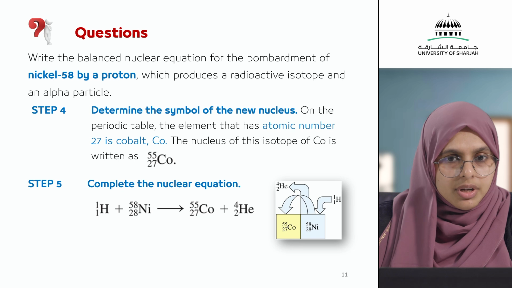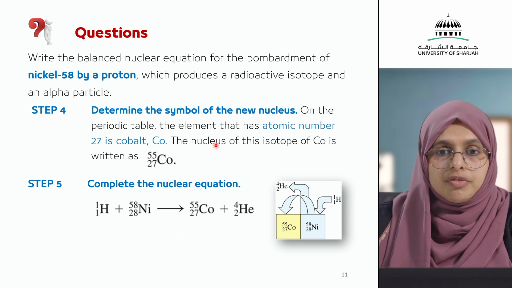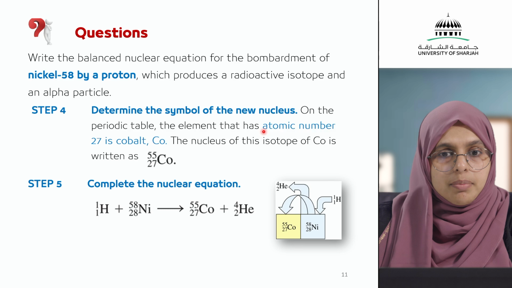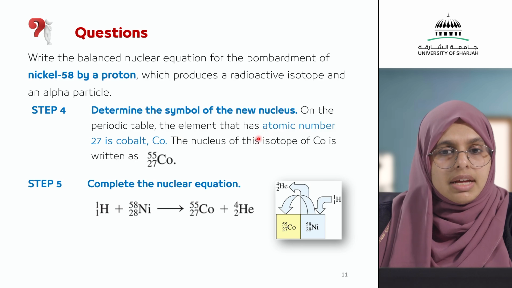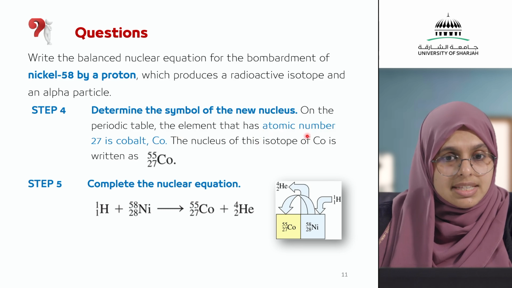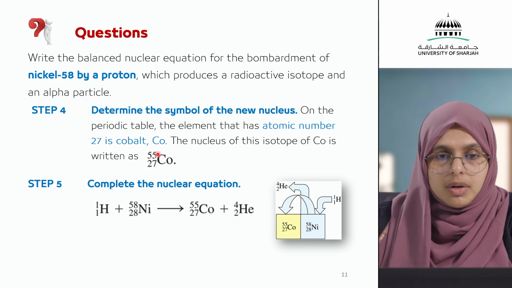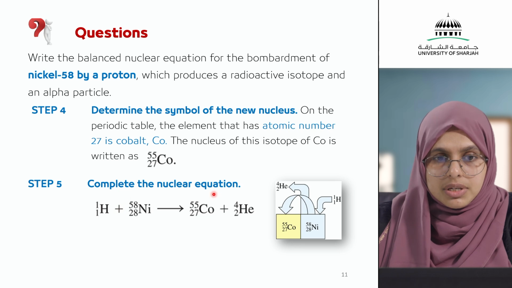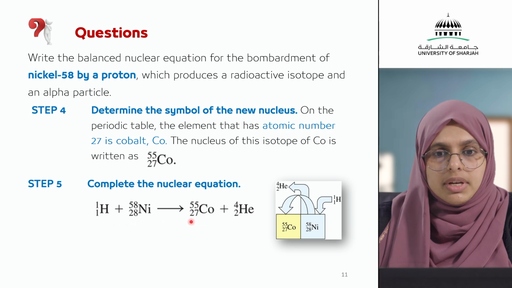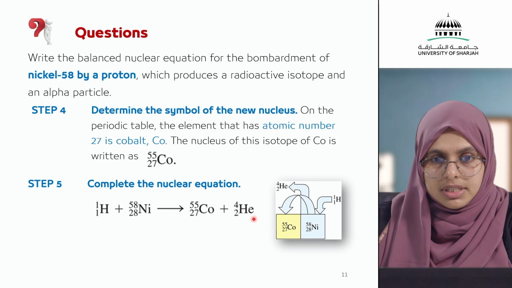In step 4, we need to determine the symbol of the new nucleus. In the periodic table, the element that has atomic number 27 is cobalt. The nucleus of this isotope of cobalt is written as 27 cobalt 55. Now we can complete the nuclear equation, that is 1 proton plus nickel 28 giving cobalt 27 plus alpha particle.